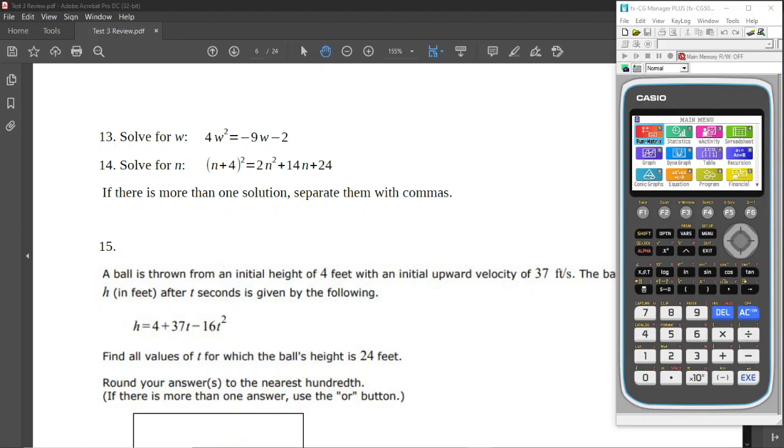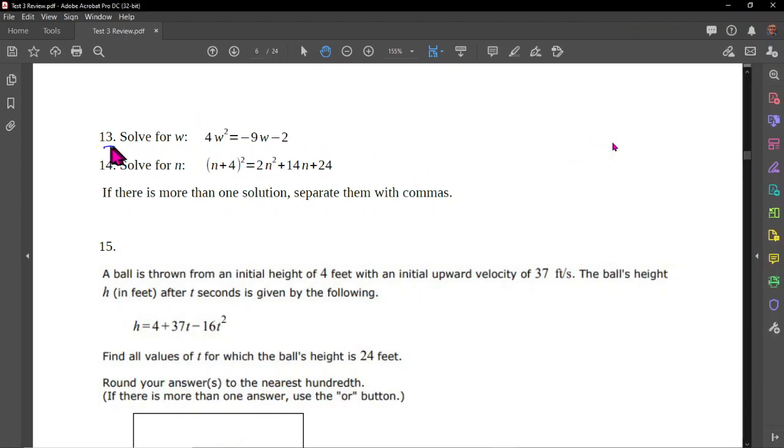Okay, for 13, 14, and 15 for that matter, we're going to take a look at how to use the graphing calculator to solve an equation. And the cool part about this is once we have this technique down, whenever we have an equation, we'll always be able to solve it with the graphing calculator. So let's get right down to business.